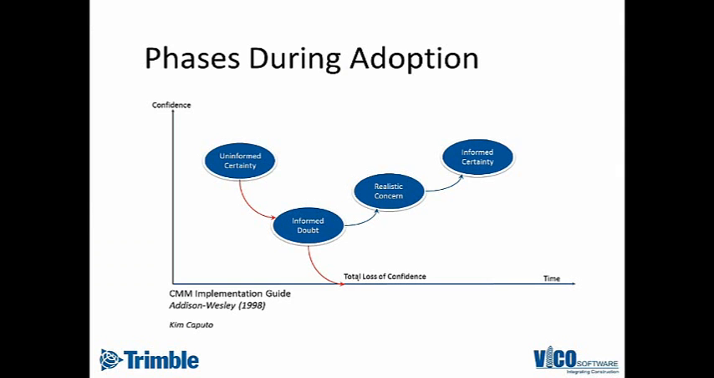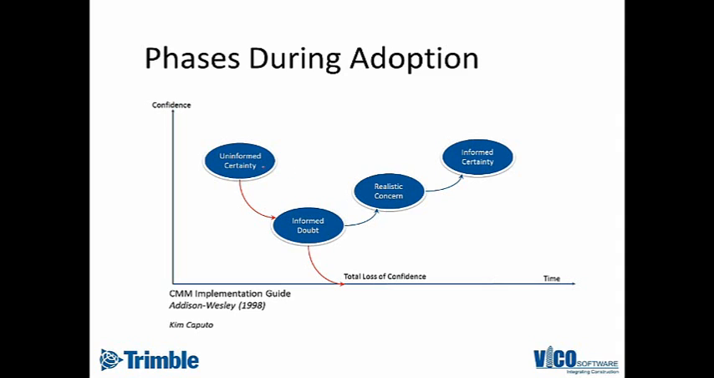One of the slides that we keep using during our training and mentoring sessions is a slide that contains a graph that came from a work by Kim Caputo, and the graph really nicely illustrates the phases that a team typically goes through when adopting a new process.